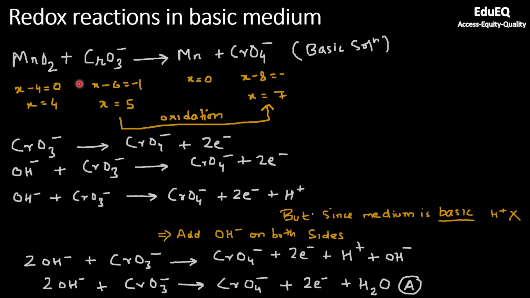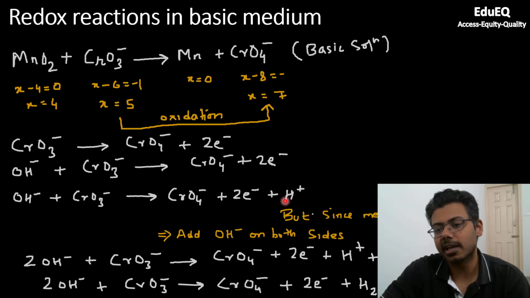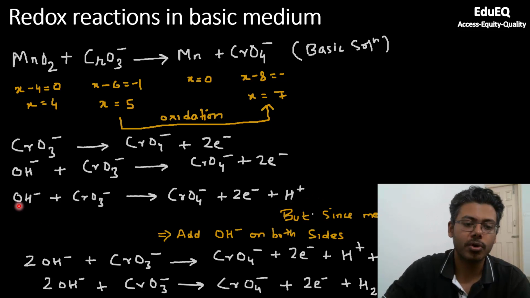Similarly, we have to do it for MnO2 changing to Mn. I have marked this reaction as A. The only catch here is that after balancing it till this step, since this is a basic solution and H plus cannot stay here, you have to add the same amount of hydroxide ions as there is H plus. Since there is only one H plus, you add only one hydroxide ion. This will form water because H plus plus OH minus is water, and here it becomes 2 OH minus.